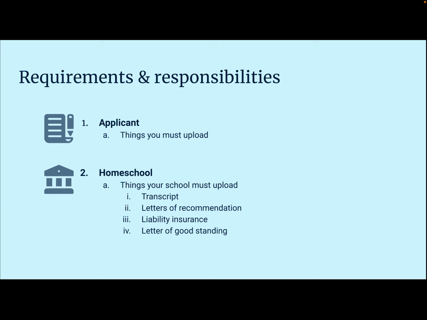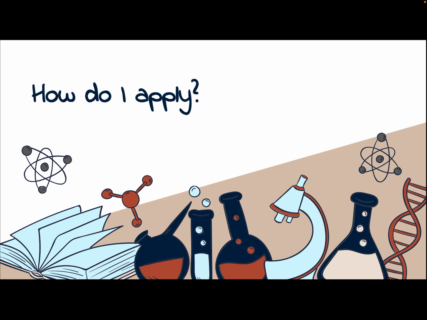Now, requirements and responsibilities. This comes down to the VSLO application nitty-gritty details of the documentation. As an applicant, you will upload most everything, but there are some things that your home school needs to upload for you to maintain confidentiality and validity of your application. So your school will upload your transcripts, letters of recommendation, liability insurance, and letter of good standing. Communicate with your school to make sure they have that in for you when you need it by. So how do I apply? Well, this is one of the most important parts of this presentation, and I will show you here.